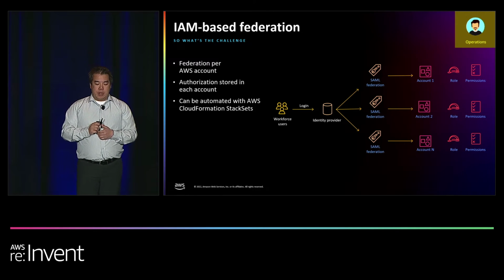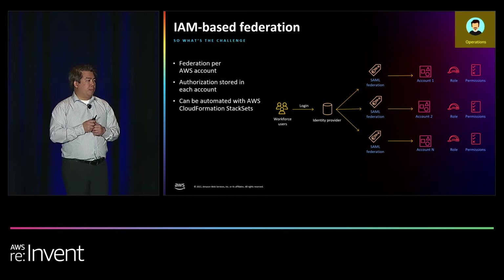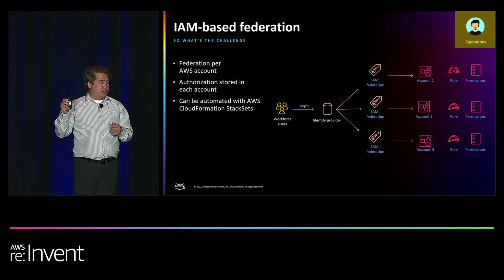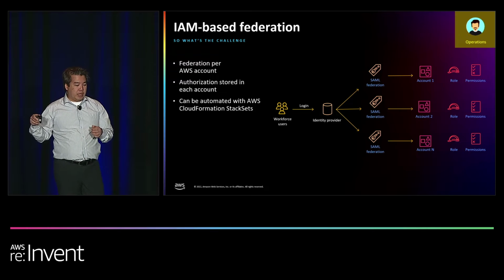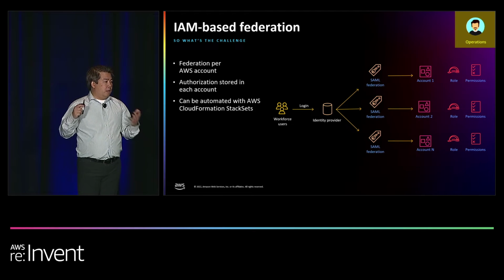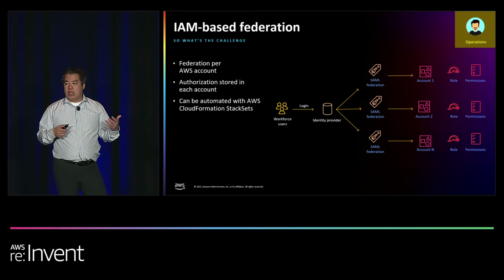Now, if you notice in this model right here, you have federations set up, but it's on a per-account basis. Every account has its own dedicated federation set up. Also, every account has its own roles and permissions. It's all distributed out. Authorization is stored in the accounts themselves. Now, there are ways in which over the years we have helped customers manage all this, and we can do that through various levels of automation. And one of the ways to do that is through CloudFormation stack sets.